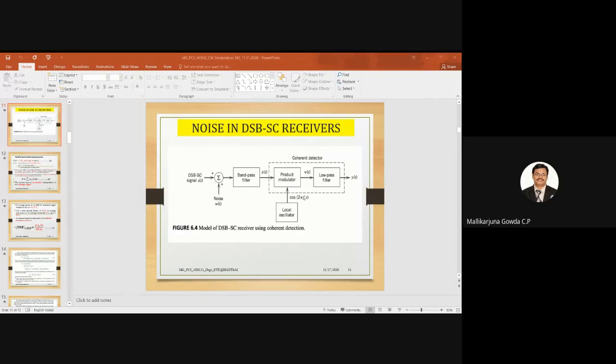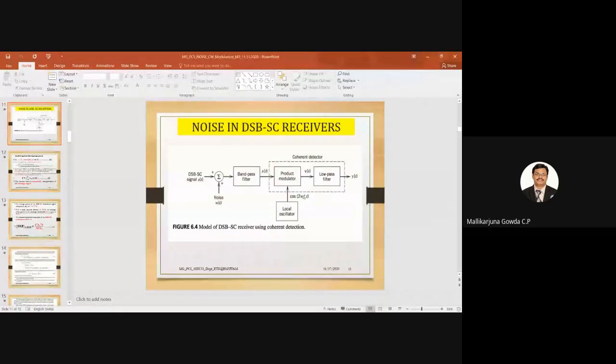The desired figure of merit is greater than 1, meaning the output SNR should always be greater than the channel signal to noise ratio. The permissible value is 1, that is when output SNR is equal to the channel signal to noise ratio, it is okay. But if the figure of merit is less than 1, then we say the performance of the receiver is deteriorated. That means output SNR will be less than the channel signal to noise ratio, meaning the noise will be more compared to the signal.